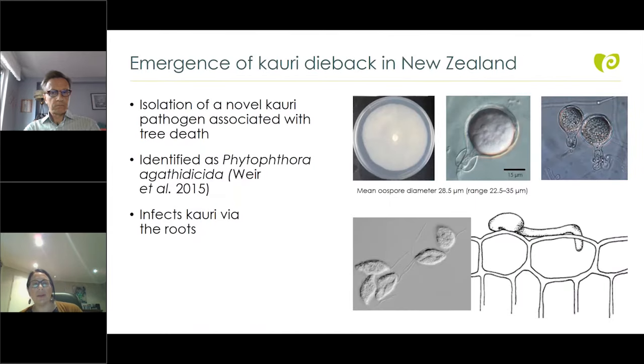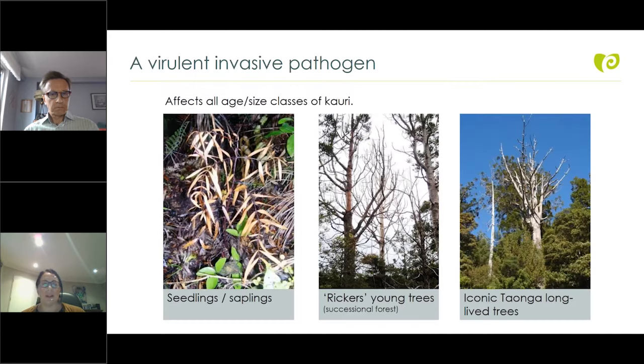Here's a brief history on the emergence of kauri dieback in New Zealand. It's a novel pathogen associated with tree death that was identified as Phytophthora agathidis in 2015. It was actually misidentified 10 years beforehand. It's a soil pathogen, so it infects kauri via the root systems, and it has 6 life cycle stages, which makes it incredibly difficult to manage. At this time, we have boardwalks and wash stations in place with disinfectant to try and manage it. It's a virulent invasive pathogen, and there is no life stage of a tree that seems to be immune to it. Whether seedlings, the rickers, which we call the young trees, around 150 years old, or the iconic long-lived trees of about 2,000 years, they all eventually succumb to the disease.